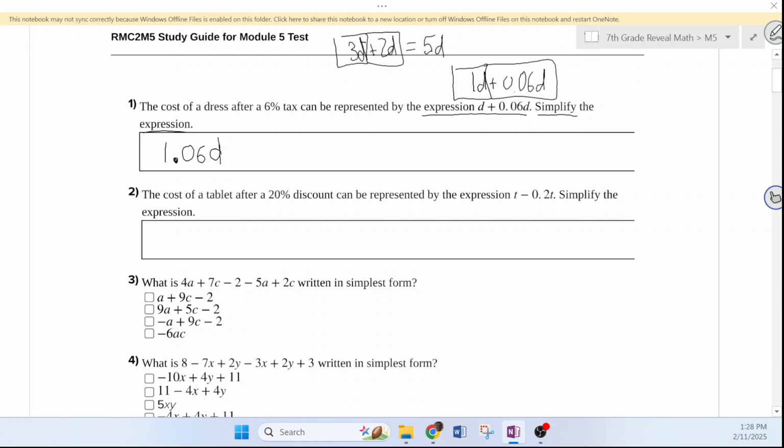All right? Now this one, okay, we have that expression. We have 1t, because we slide a 1 in there if it doesn't have a coefficient, minus 0.2t. Well, that's just 1 whole minus 2 tenths of a t, so that's going to give us 0.8t.